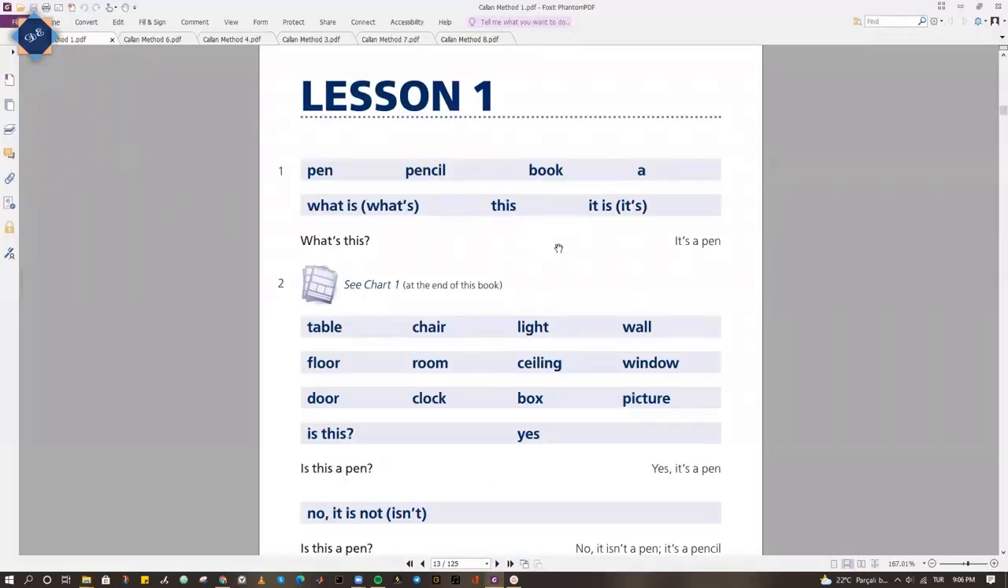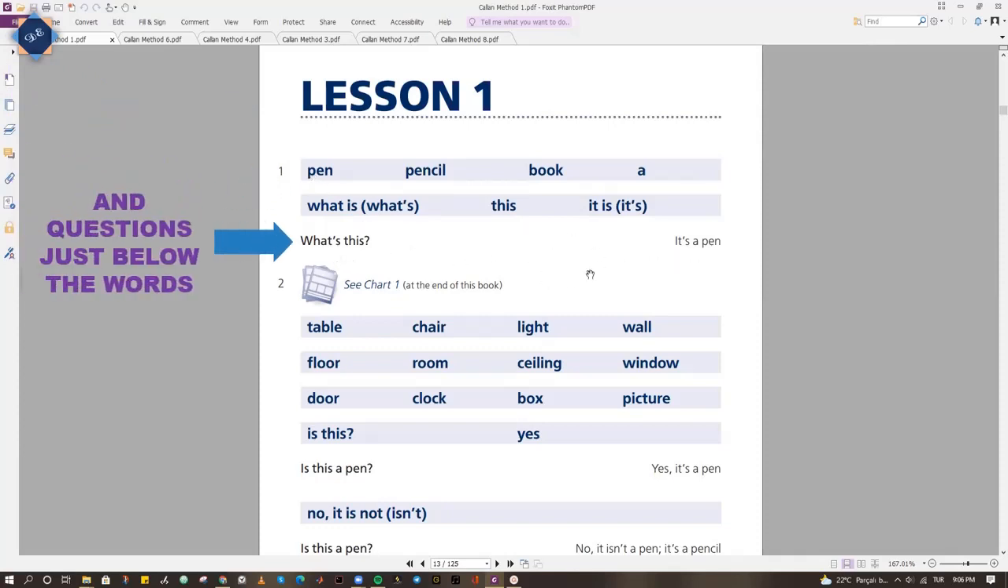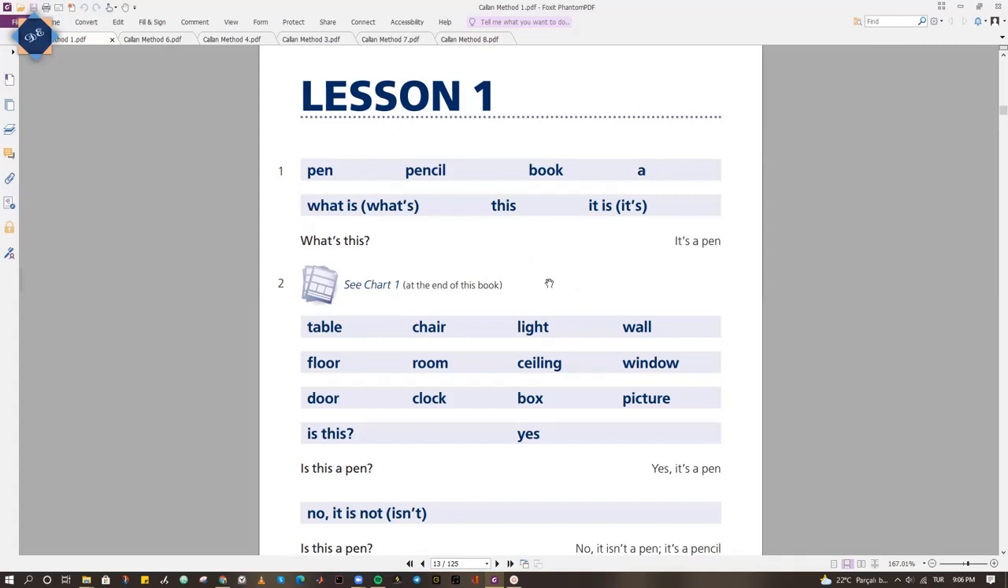Method 1 starts from lesson 1. For every method, there are a couple of lessons. And within every lesson, we have a group of words and questions just below the words. So as I said, method 1 is a very basic level. Here we have very basic questions and answers, basic words.